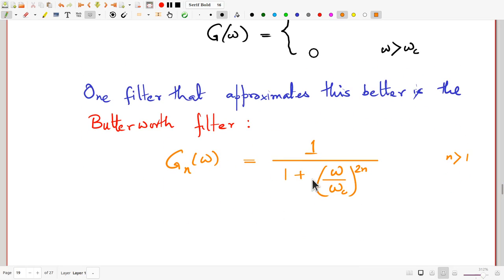This is the transfer function for power, which is why it's a square of the ratio of voltage amplitudes, given by 1 plus (omega by omega C) to the power 2n. N equals 1 would of course be the standard RC filter, but any higher n, typically higher integer value of n, would give you higher order Butterworth filters. And the higher the order of the Butterworth filter, it's pretty easy to understand, it's going to be closer to the ideal one.